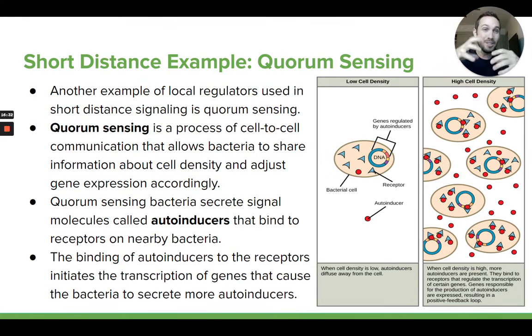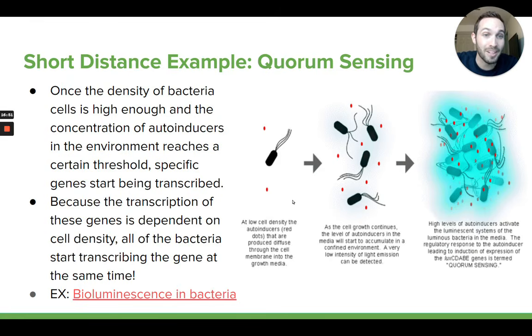So once there's enough bacteria cells and enough autoinducers being released in this area, and it starts triggering 80% of these receptors to be activated in this cell and 80% of these receptors to be activated in this cell, all of a sudden, all these bacteria cells are going to meet the threshold needed at the same time, and then all of a sudden they're going to start doing something together at the same time. Like in this example, now they're going to start glowing. So that's what quorum sensing is.